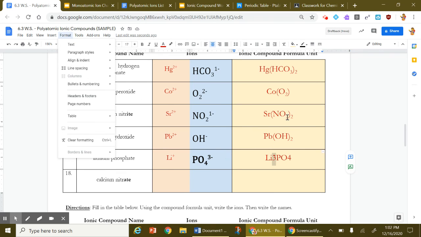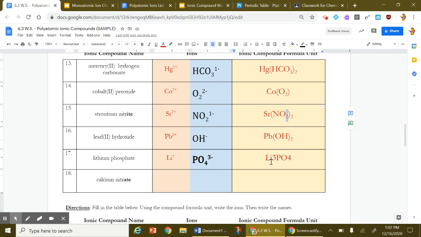All right, let's paste in some of these numbers here. Li3PO4.